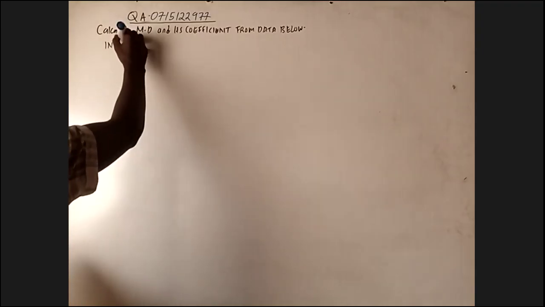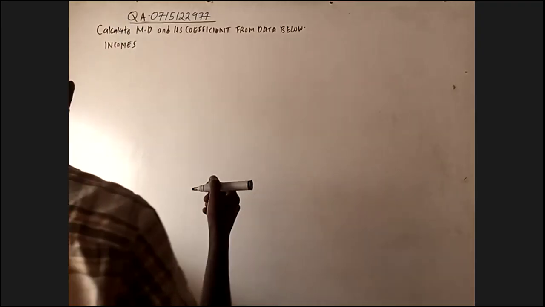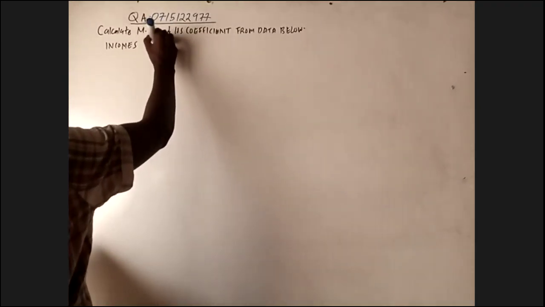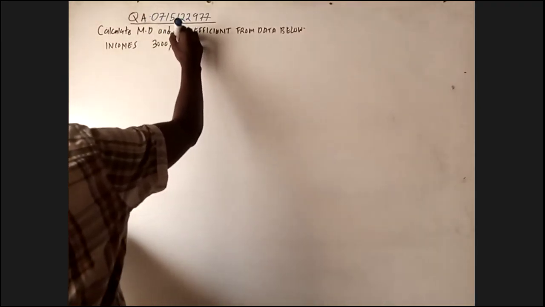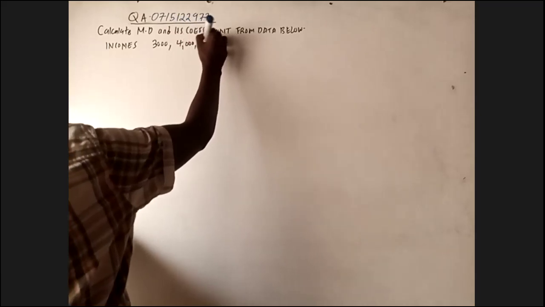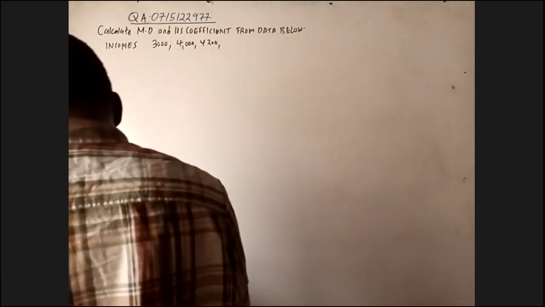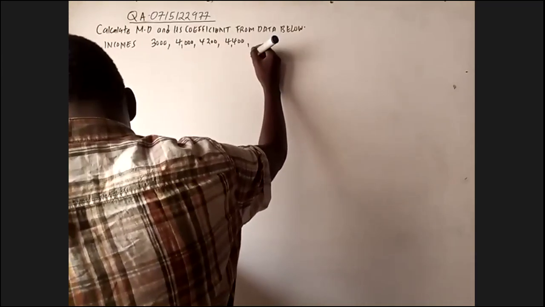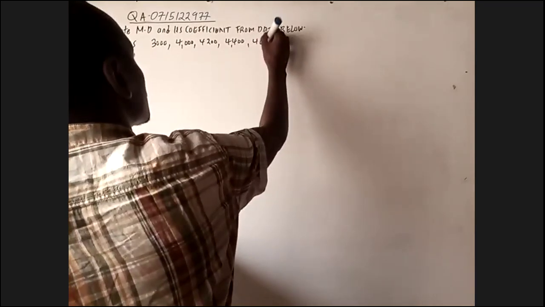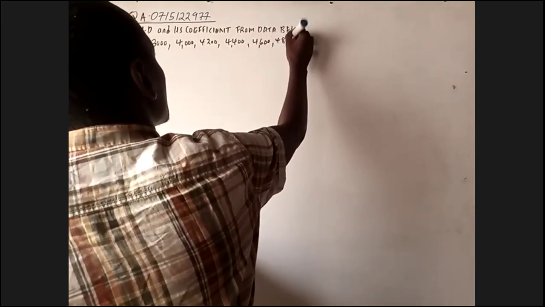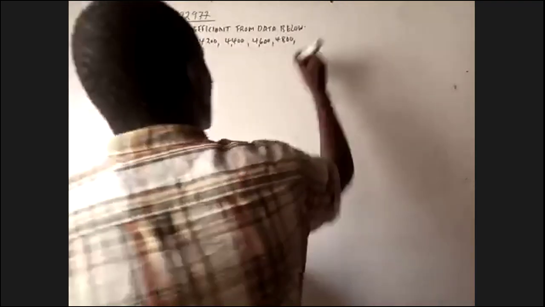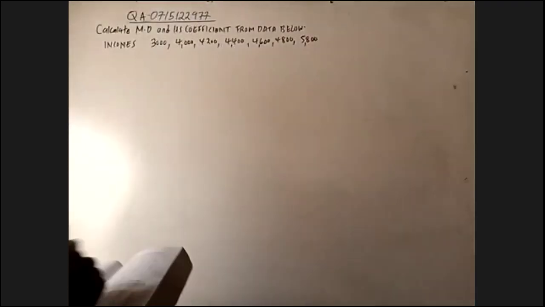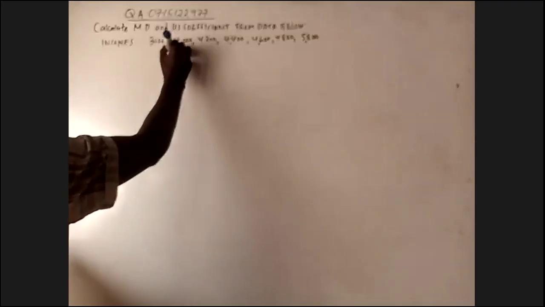I need to buy a new pen. 3,000, 4,000, 4,200, 4,400, 4,600, 4,800, 5,800. Now solution. So we shall use median.